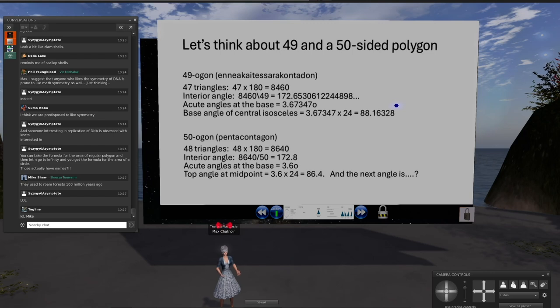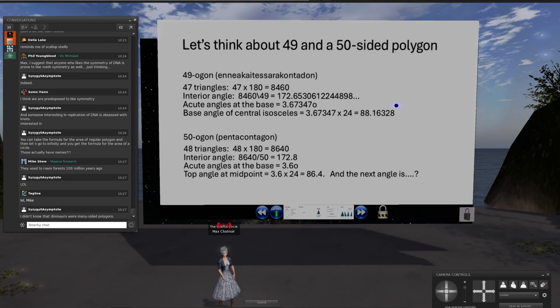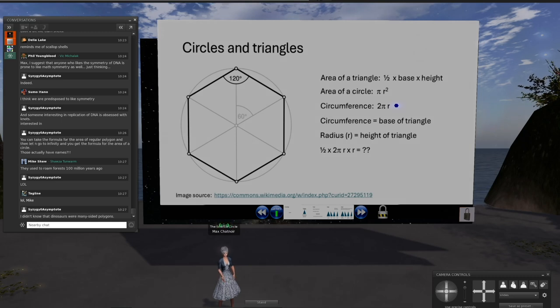Between 49 and 50, there's just about 0.2 degrees difference in those basal angles. And of course, the acute angles are getting smaller and smaller. Okay, so the top angle at the midpoint of the pentacontagon, which is an even number, is 36.4. So the next angle is going to be what? 36.4.